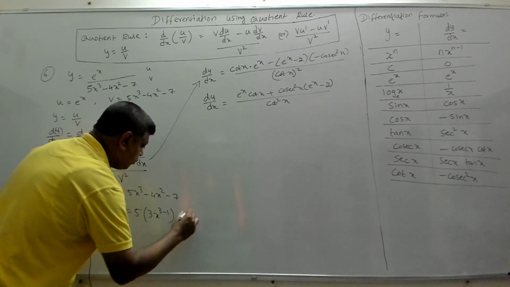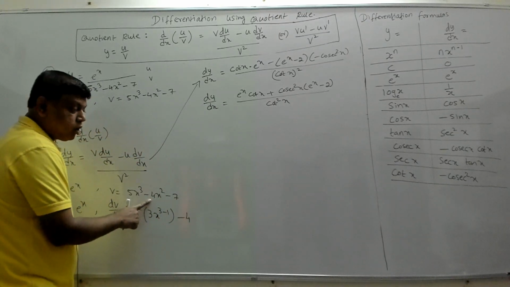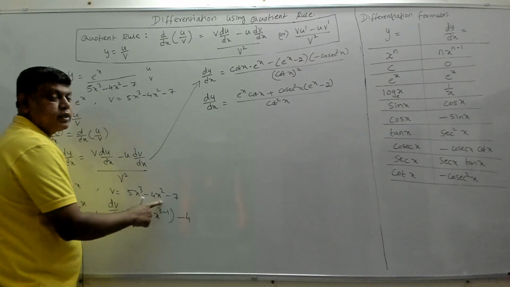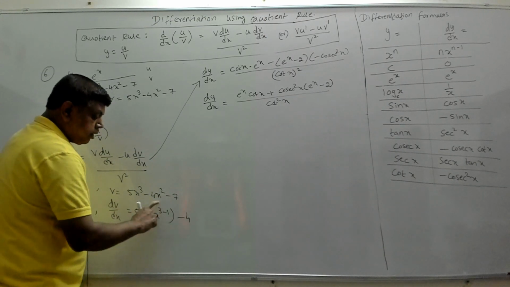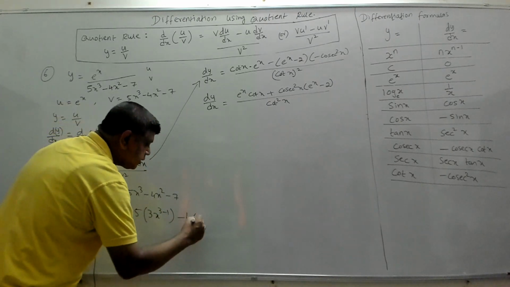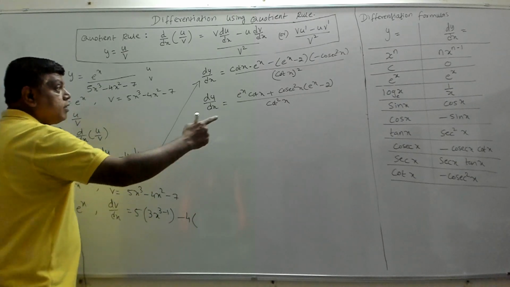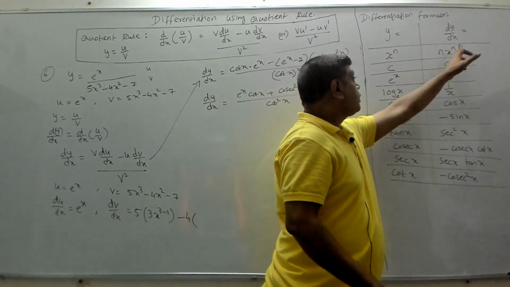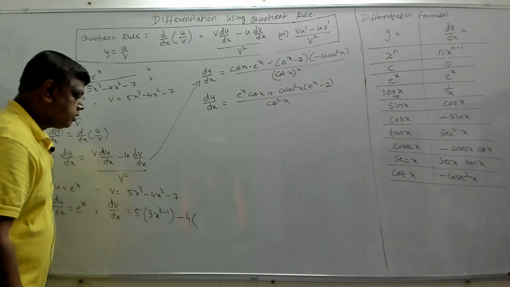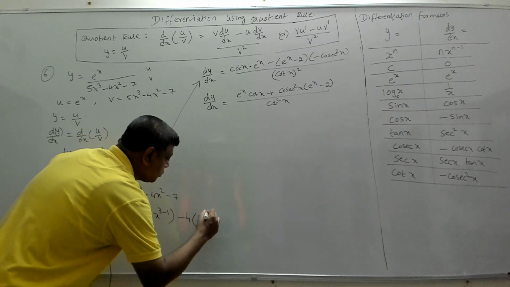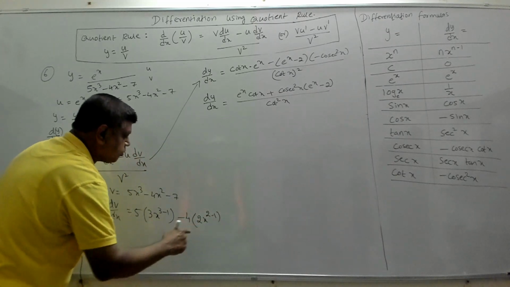Minus 4 again. 4 is a constant, but it comes along with another function x square. This is minus 4 into x square, so we have to retain this minus 4 as it is. Differentiation of x square is again in the form of x power n, and x power n differentiation is n x power n minus 1. So here n is 2, so you get 2 x power 2 minus 1.